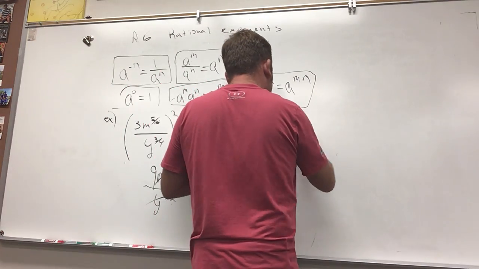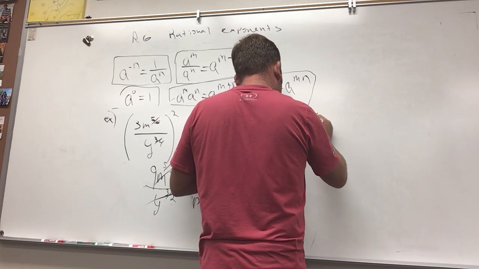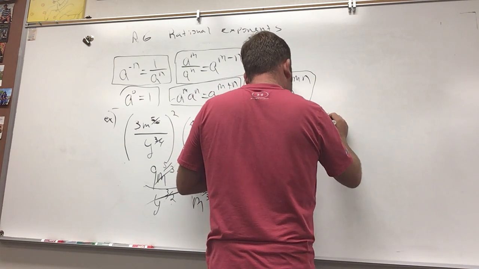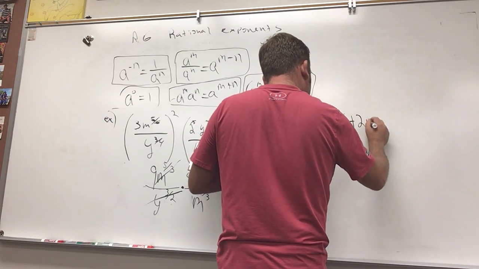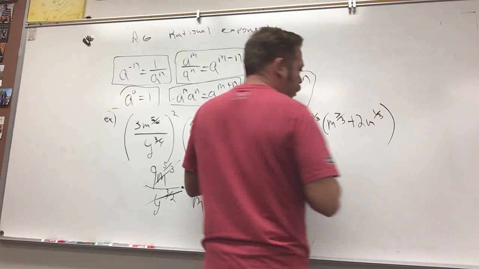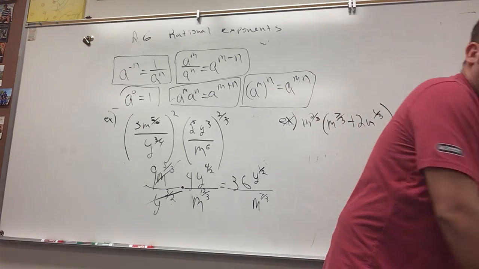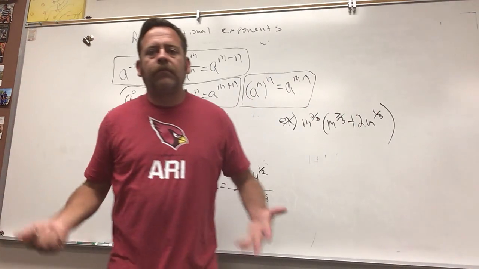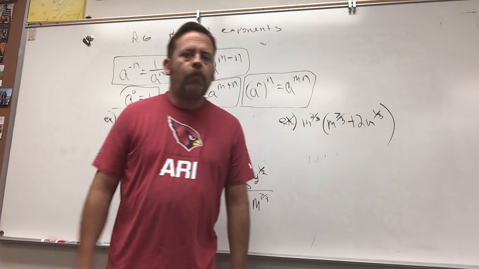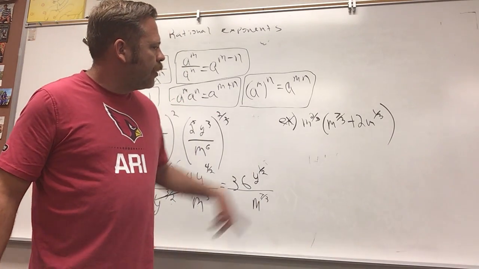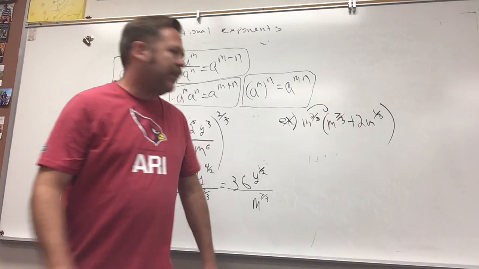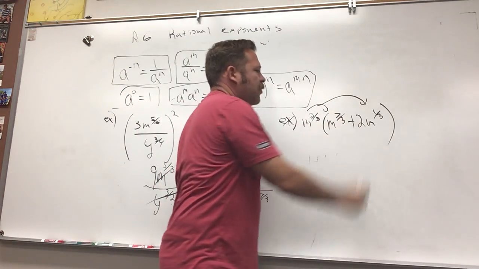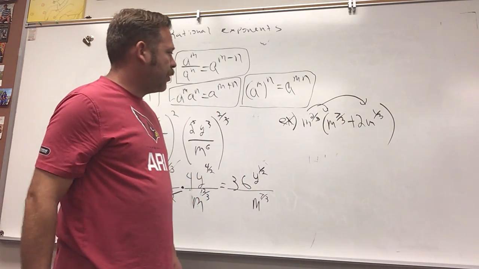Let's do m to the 2/3 times m to the 7/3 plus 2m to the 1/3. Okay. Let's do it. We're distributing, right? What do you think? Does this look scary or no? This one's not bad. I think I said that about the last one, but I was lying before, and this time I'm telling the truth.